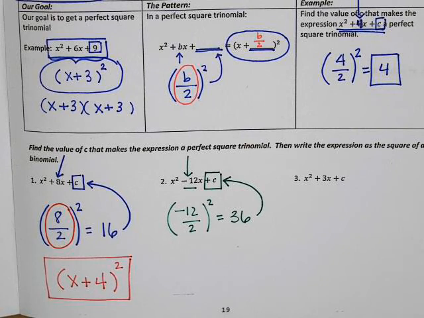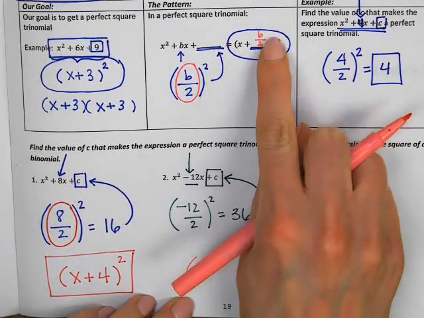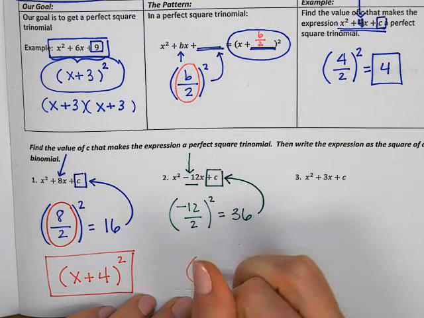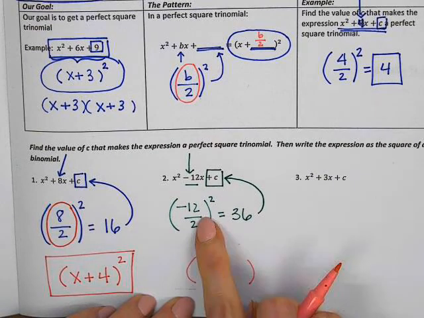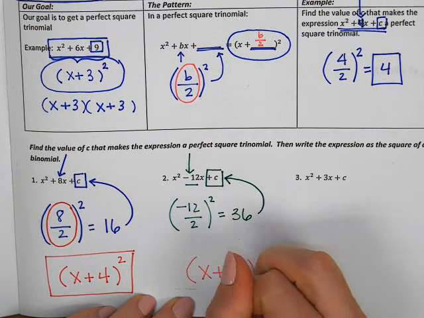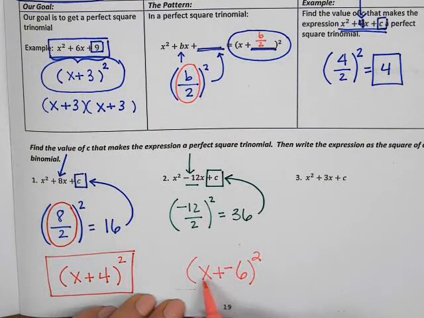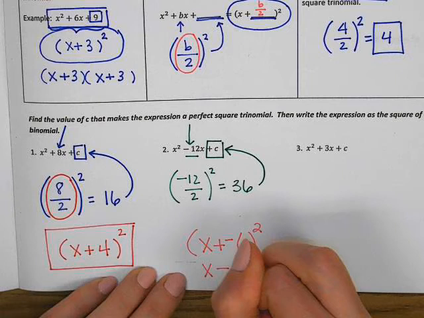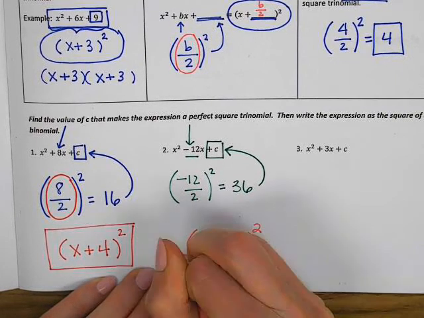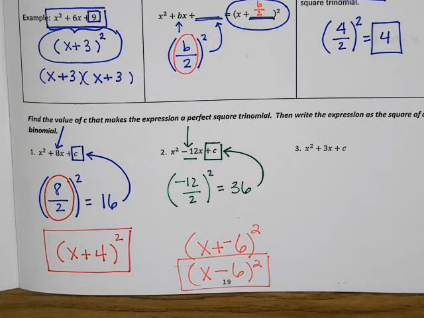But now they want you to write it as a perfect square. So the perfect square is just the x plus the b over 2. So it's x plus, okay, well, what's the b over 2? Negative 12 divided by 2, that was negative 6. And then squared. But nobody does this. Nobody writes it like that. You guys would write it as x minus 6 squared. So if it's negative, just put a subtract sign. Okay, let's move on.